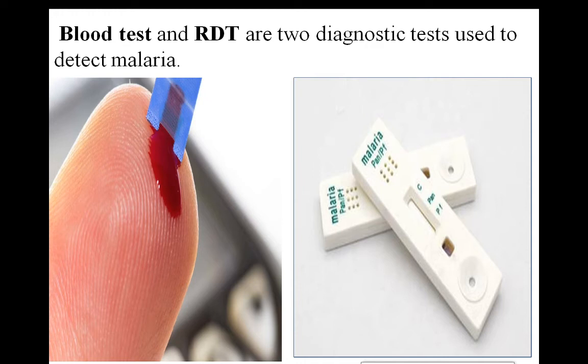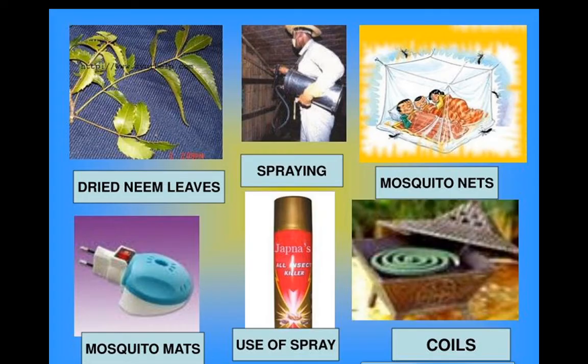Okay, so now let us throw some light on how malaria can be prevented. The best approach is to prevent the disease. Prevention is better than cure, so we will learn that now. See, I have given some preventive methods like dry neem leaves, spraying, mosquito nets, mosquito mats, use of spray and coils. As the saying goes, prevention is better than cure, correct? It is important that we follow the precautionary measures to prevent malaria.